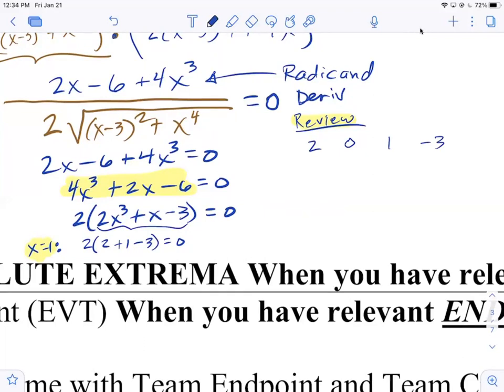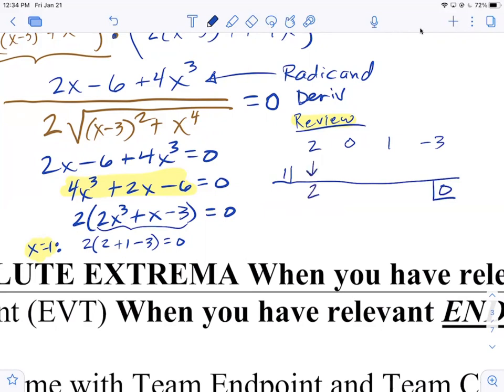I know that 1 is a root. X minus 1 is a factor. So I'm going to put a 1 right here, and I synthetically divide. In this last box, I should get a 0. This is also called synthetic substitution. And I already know when I plug in a 1, I get a 0.